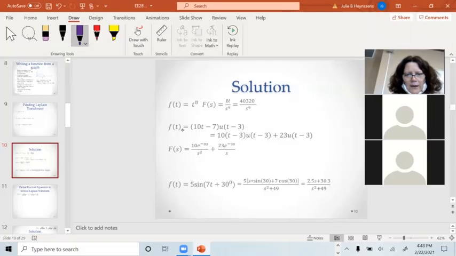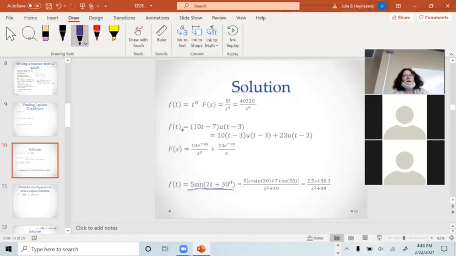I don't have my table with me. I took that one off the exam. Something like this. If I'm given 5 sine 7t plus 30 degrees, you go to the table, you look up the formula.